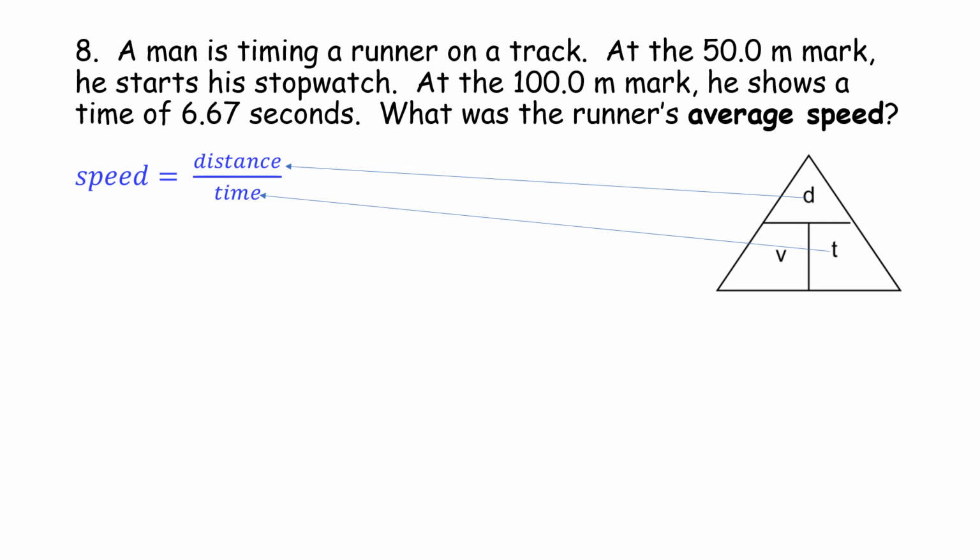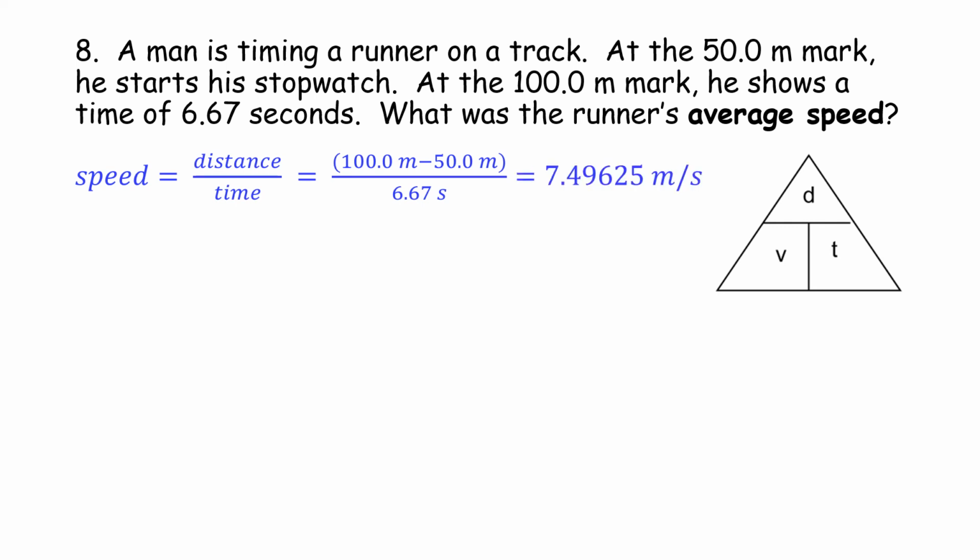But you have to realize that in this case, we are given 2 distances. So what this formula properly should show is a change in distance. So in other words, it is 100 meters minus 50 meters. He started it at the 50 meter mark. That's the initial time start mark, and the 100 meter is the final. So final minus initial is 50 meters divided by 6.67 seconds gives 7.496 and some more numbers meters per second.